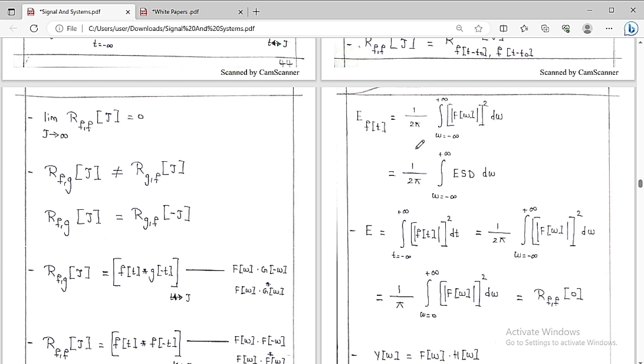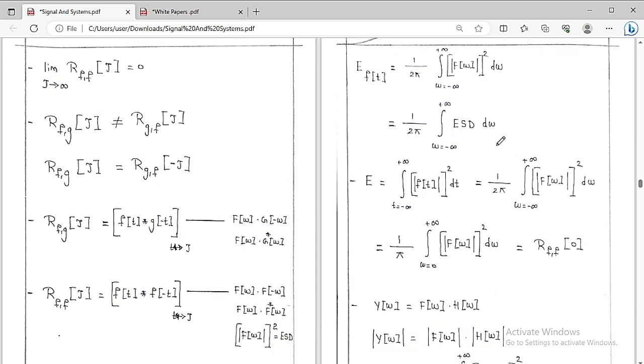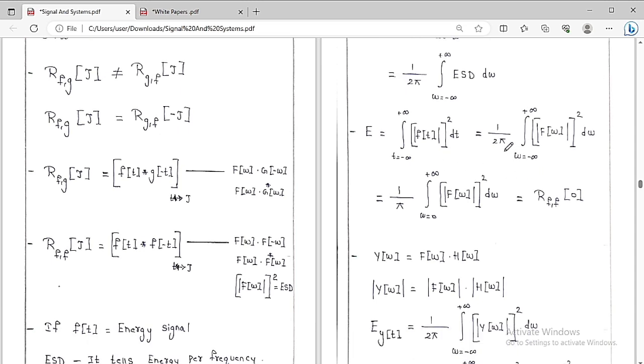So the energy present in F of t is equal to 1 by 2 pi integration from omega equals minus infinity to plus infinity of mod of F of omega whole square d omega. Mod of F of omega whole square is the energy spectral density, so I have replaced it: 1 by 2 pi integration of the energy spectral density into d omega. Now let me write the Parseval's equation in a different format.